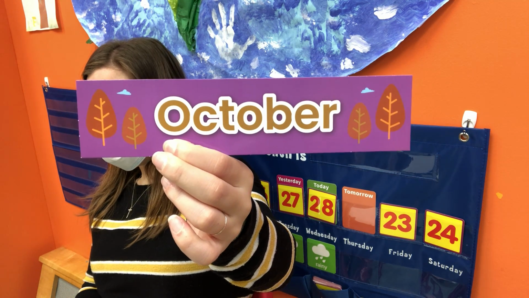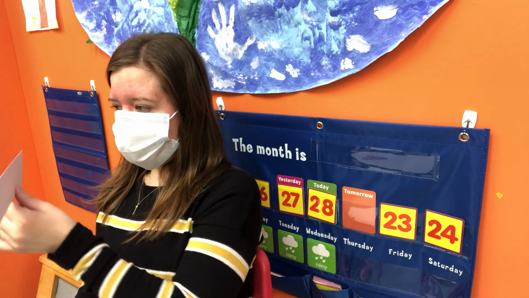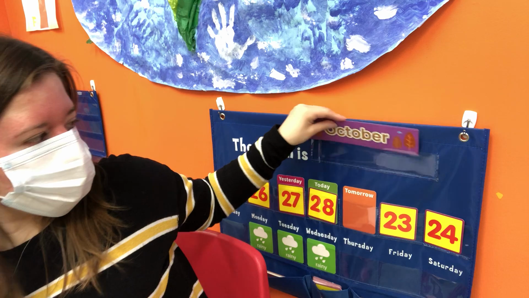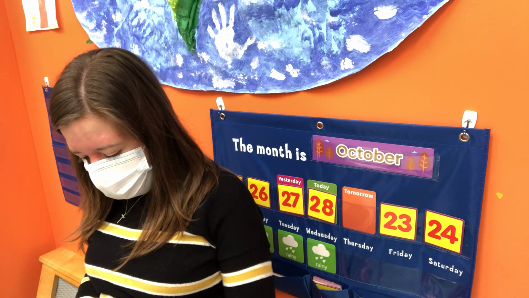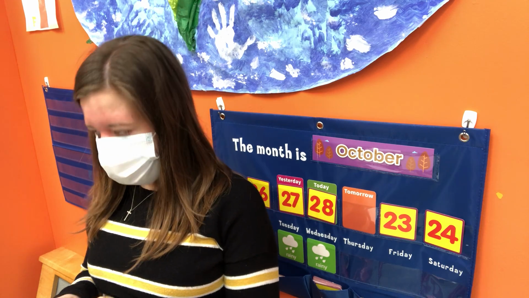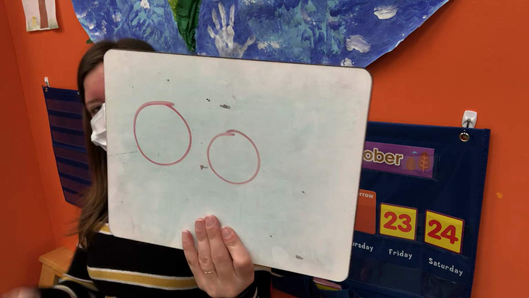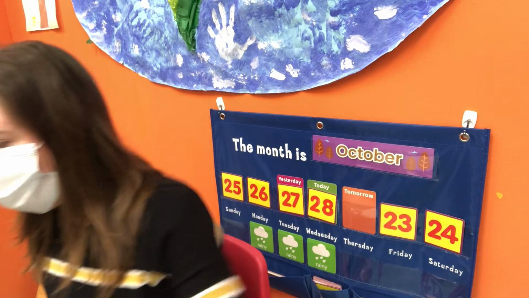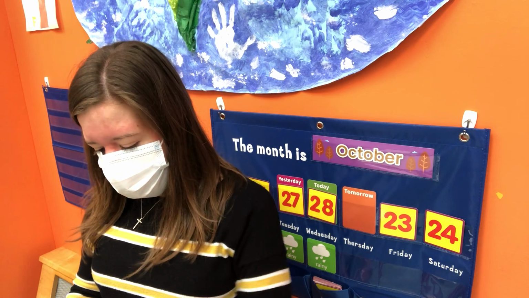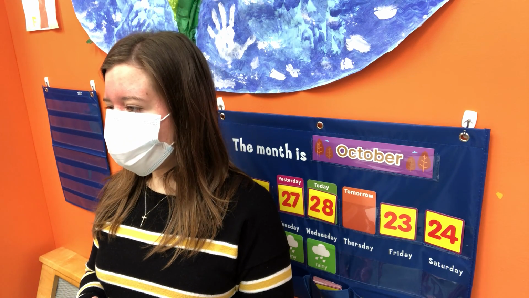O for October. It starts to fall, and then fall. O for October. So this is our capital O and this is our lowercase O. A capital and our lowercase O. Good.